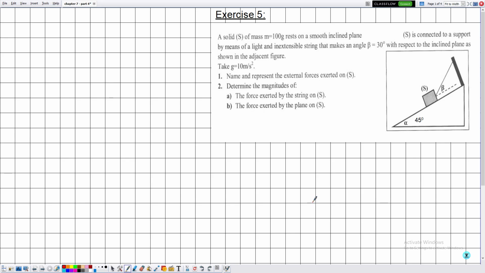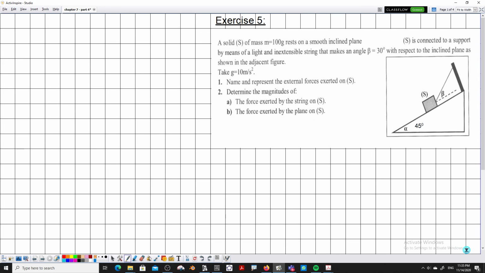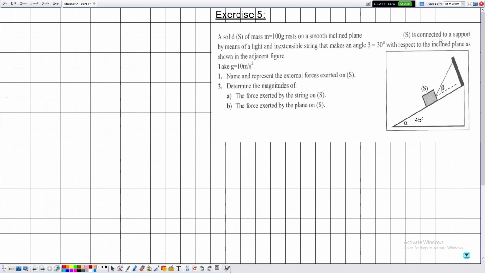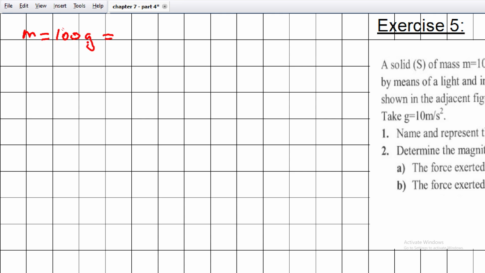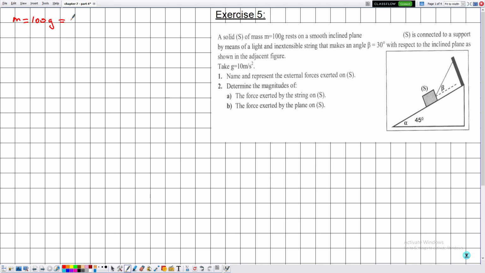They are telling me a solid S of mass m equal to 100 grams rests on a smooth inclined plane. So let me say that the mass of the solid is equal to 100 grams, knowing that the gram is not the SI unit of mass. In order to convert from grams to kilograms, we divide by 1000.